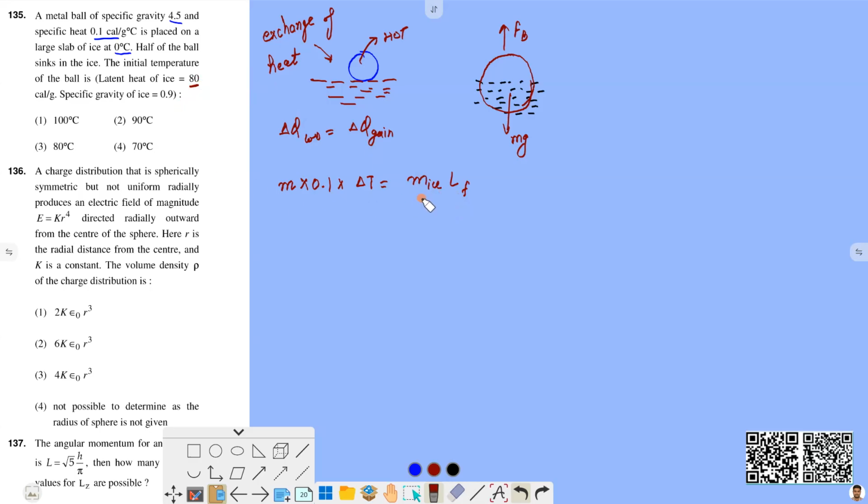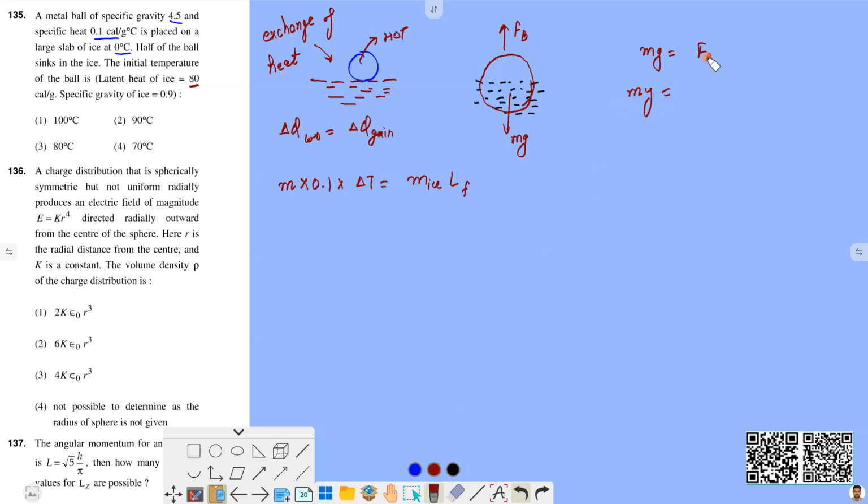So we need to get an expression between m ice and m of the ball. So for that, what will we use? We will use the buoyancy relation. According to the buoyancy relation, mg should be equal to the buoyant force. Now mg for the ball will be equal to the mass of the ball, that is m. Okay, let us keep it as it is, mass of the ball as it is, into gravity.